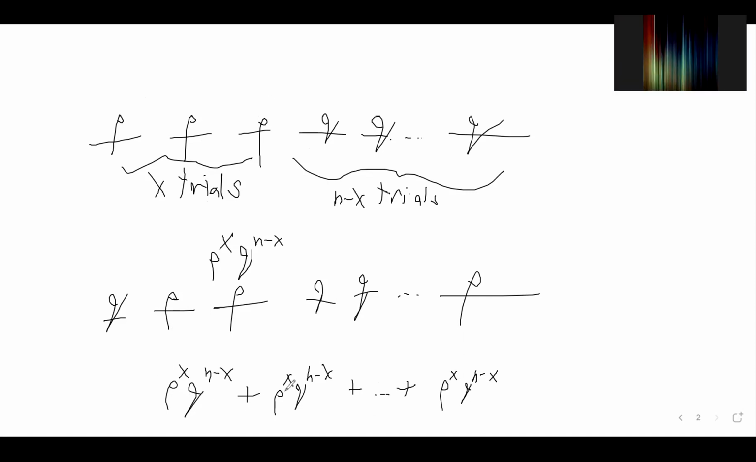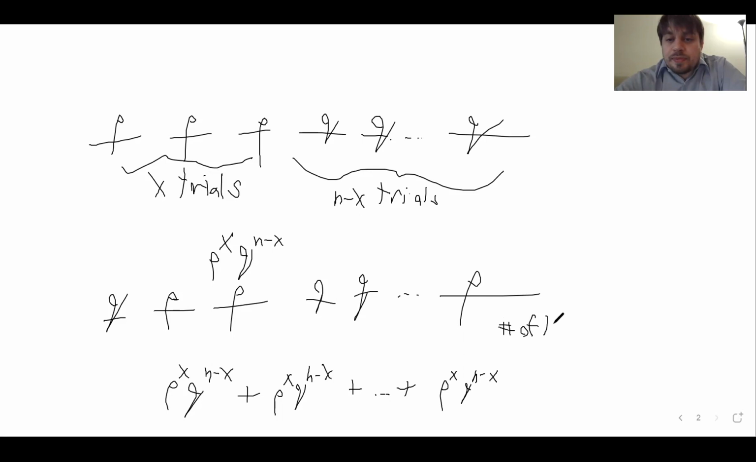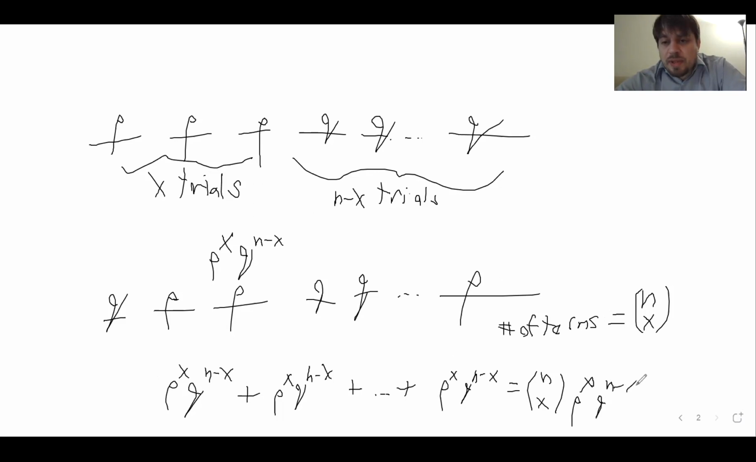So the number of terms in that sum is the number of orderings of X trials. It's the number of ways to choose X of the total N trials to be successes, N choose X. So this is the sum of N choose X terms. Each term is the same value. So this sum is equal to N choose X times P to the X times Q to the N minus X. Does that make more sense?